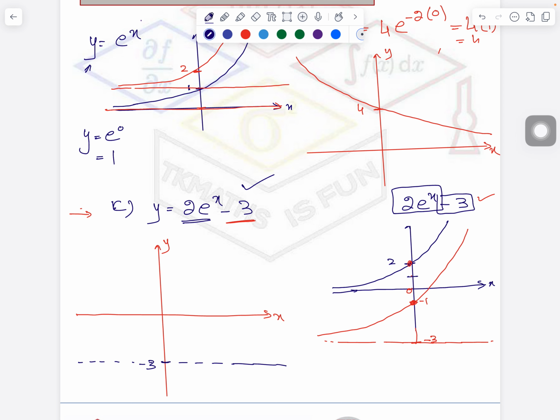Now if I put x as 0 here, what will it become? 2 times 1 minus 3, which is equal to minus 1. It means y is equal to minus 1. So the curve will pass through minus 1. Secondly, the power of e is positive x. So the shape of the curve will be from here. So I will just complete the shape of the curve like this. And that's all. I hope you understood.